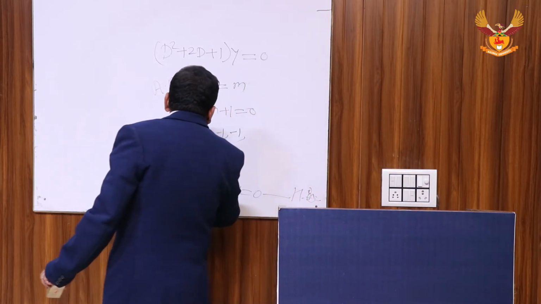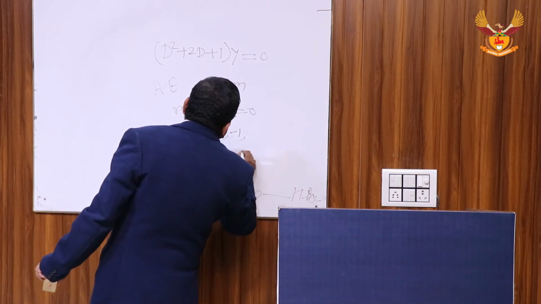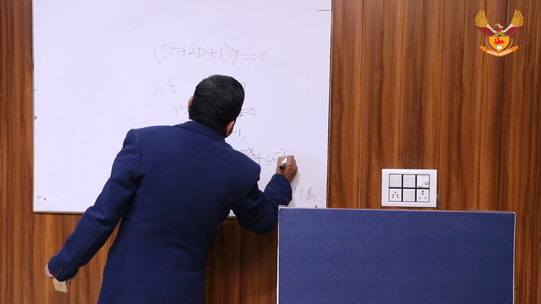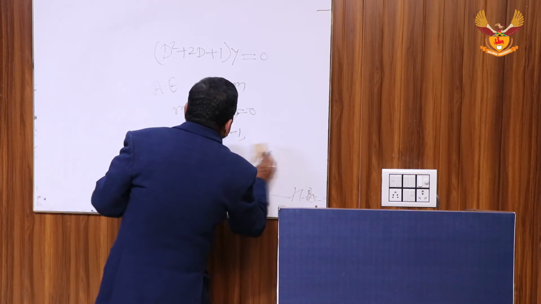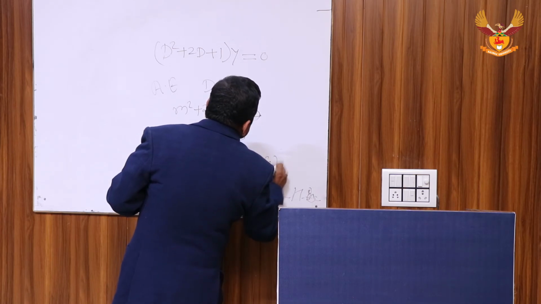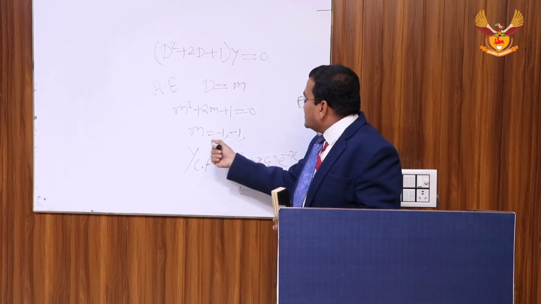For repeated roots, the complementary function is c1 e^(-x) plus x c2 e^(-x). We can write this as (c1 + x c2) e^(-x). This is the case of repeated roots.